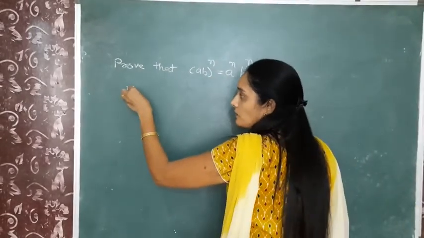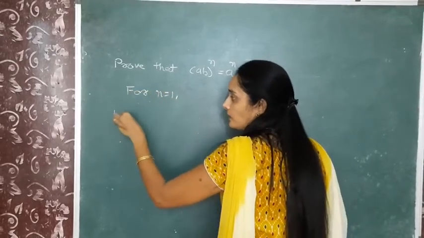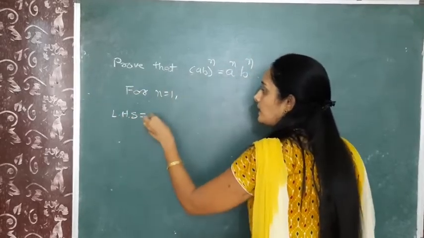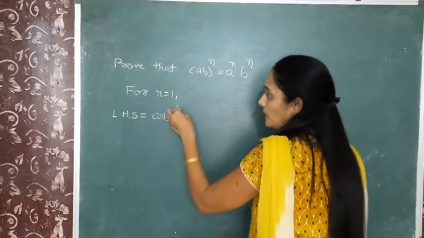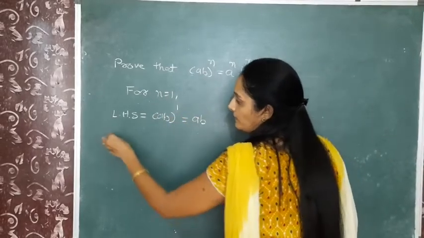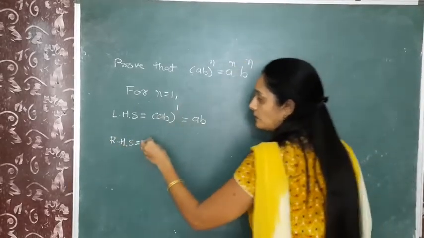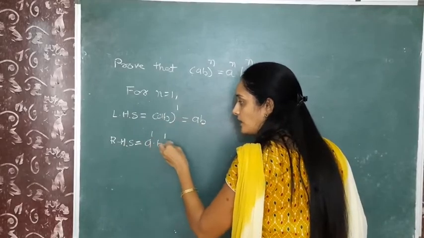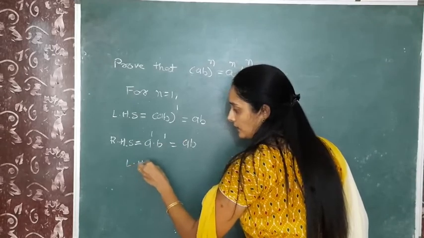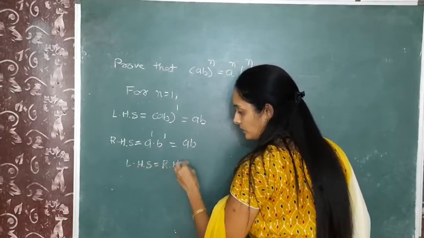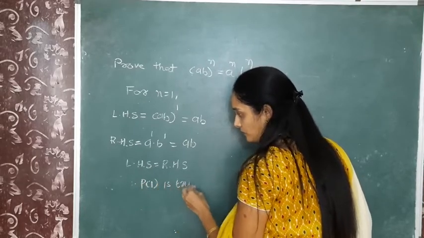Okay, so first for n is equals to 1, so we can take in this sum left hand side. So left hand side is AB raised to n, so we can replace n by 1, so AB raised to 1, so AB. In right hand side we can replace n by 1, so A raised to 1, B raised to 1, so AB. So we can say LHS is equals to RHS. Therefore P of 1 is true.